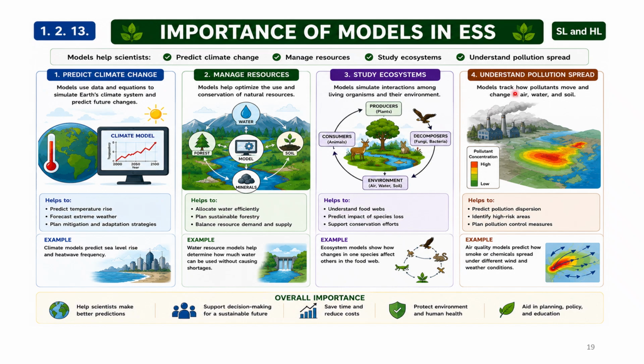Another key application is tracking pollution, where air and water quality models predict how pollutants disperse, identify high-risk areas, and guide pollution control measures. For example, atmospheric models can forecast the movement of smoke from wildfires or industrial emissions. Overall, environmental models improve scientific predictions, support sustainable resource management, reduce costs by testing scenarios before implementation, protect ecosystems and human health, and provide a strong scientific foundation for environmental planning, policy, and education.